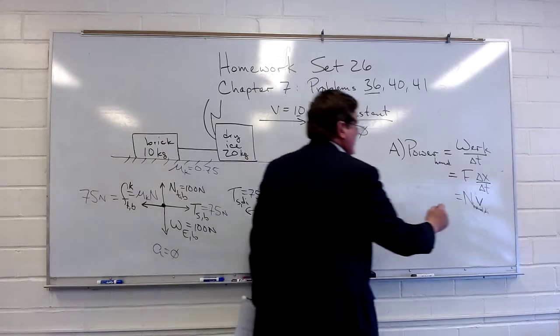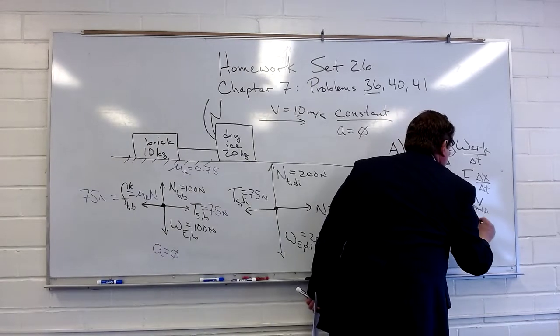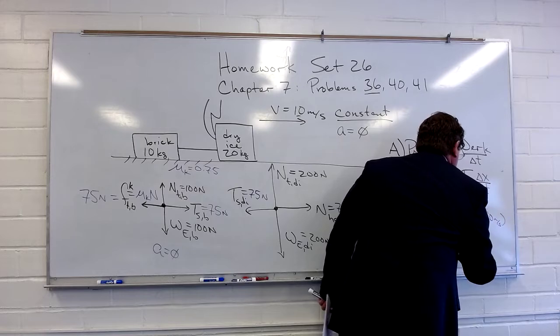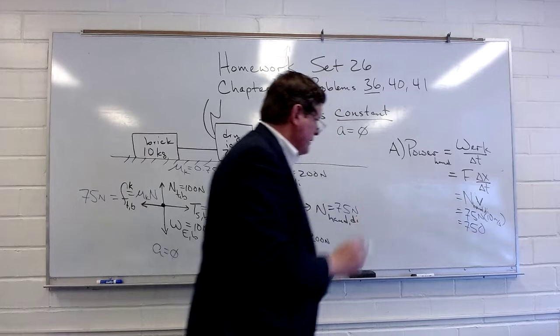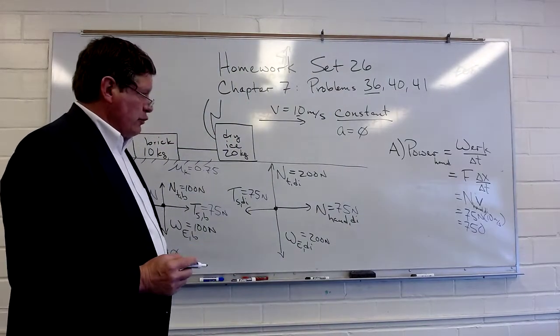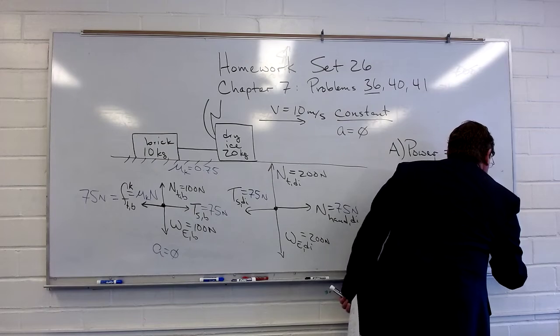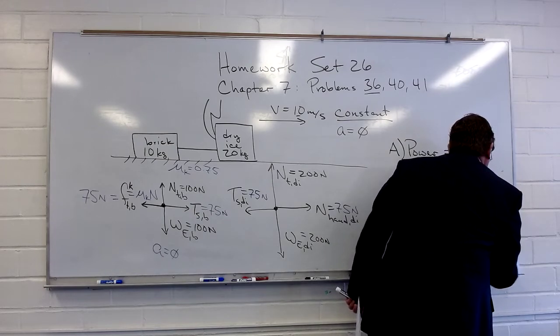So now I can go over here and say that I've got 75 newtons times 10 meters per second, and that's going to be 750. A newton meter is a joule, and a joule per second is a watt. So this is going to be 750 watts.